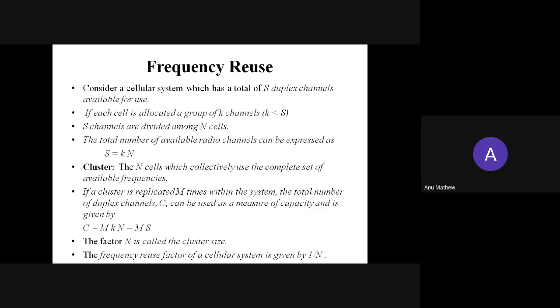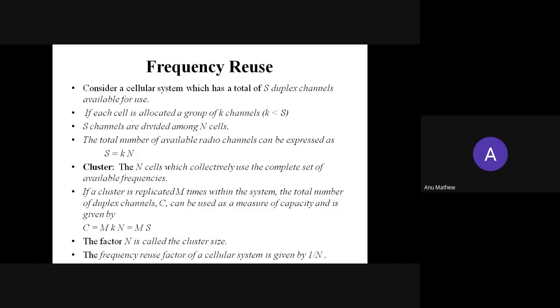Then if each cell is allocated a group of K channels, for each cell there will be K channels. That K will be less than S. Then these S channels, the total number of channels, are divided among N cells. That means the total available spectrum is divided among a cluster.